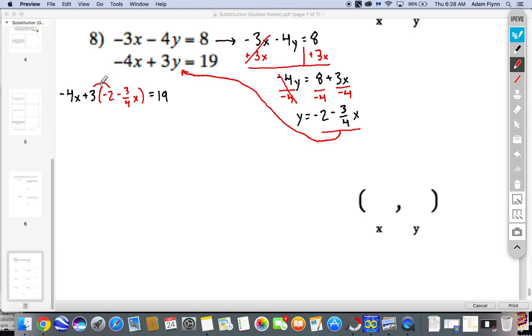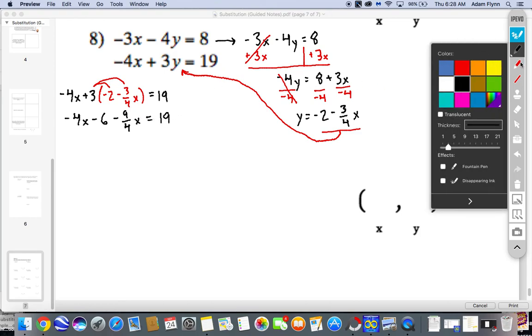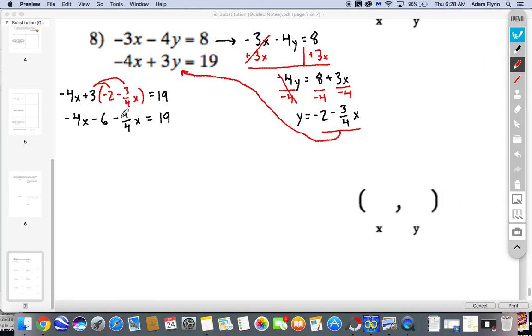I will distribute the 3. So I have -4x. 3 times -2 is going to be -6. 3 times -3/4 is going to be -9 over 4x. And then equals 19. So at this point, I've got my x's on my left side, but before I start trying to combine fractions, I'll take care of this 6, or this -6. So I will add 6 to both sides, just so I don't have it in the middle of my x terms there. So -6 plus 6 is going to cancel out.